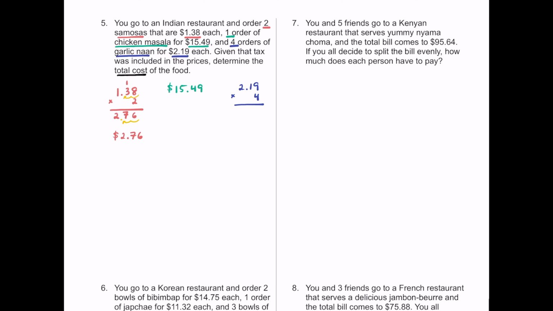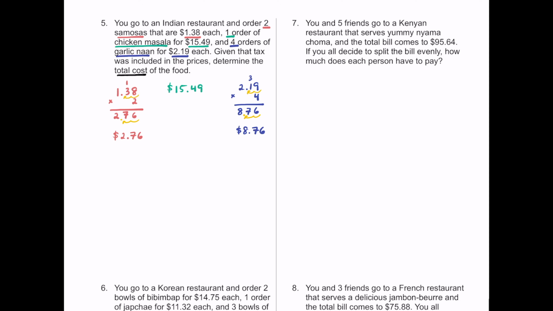Okay, so 4 times 9 is going to be 36, carry the 3. 4 times 1 is 4, plus the 3 is going to be 7, and then 4 times 2 is going to be 8. Okay, so for the decimal places, we have 2 over here, and then we should have 2 in our product, so we have $8.76. So altogether, that's going to be $8.76.